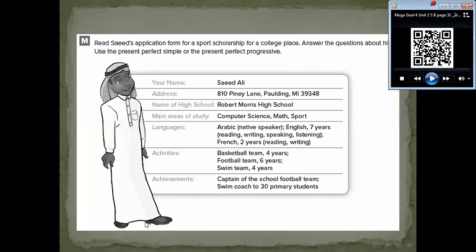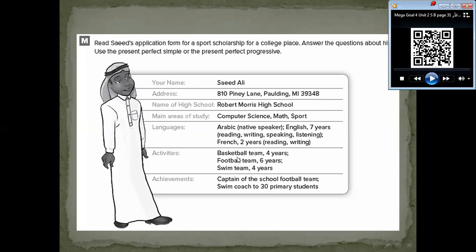Now Badr, I want you to read this application form about Saeed to know all the information about him and answer the questions. Okay? Start reading. Your name سعيد علي. Address 89 Penny Lane. Holding MI 39348. Name of high school Robert Morris High School.